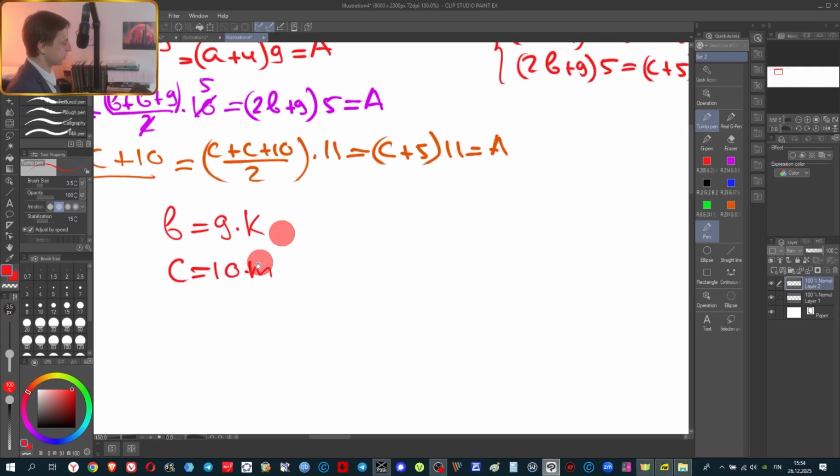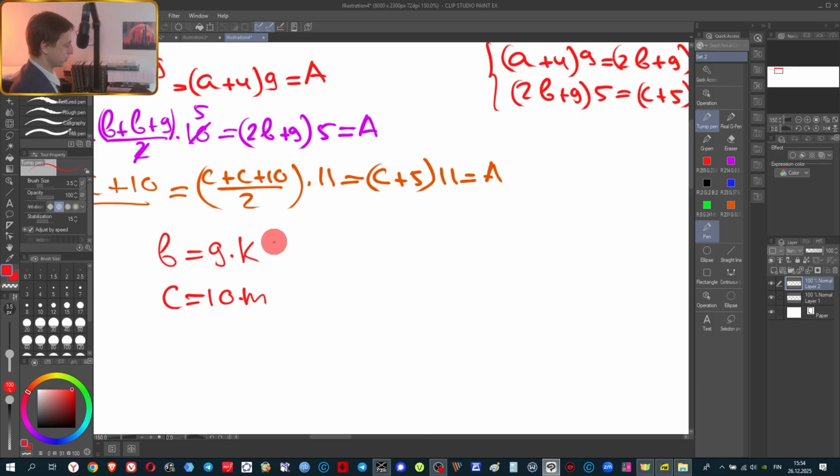It means, what are the possible options for b? We can write it in a very simple way. So possible options for b are 9, 18, 27, 36, 45, 54, 63, 72, and so on.